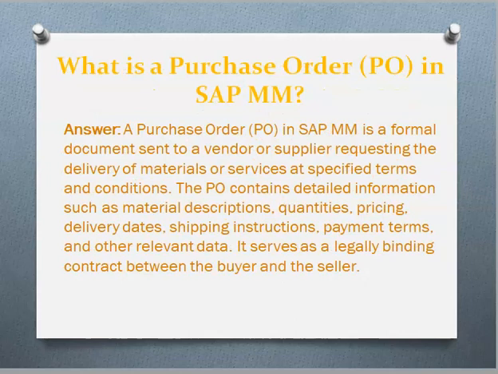What is a purchase order in SAP? Answer: A purchase order in SAP is a formal document sent to a vendor or supplier requesting the delivery of materials or services under specified terms and conditions. The PO contains detailed information such as material descriptions, quantities, pricing, delivery date, shipping instructions, payment terms, and other relevant data. It serves as a legally binding contract between the buyer and the seller.